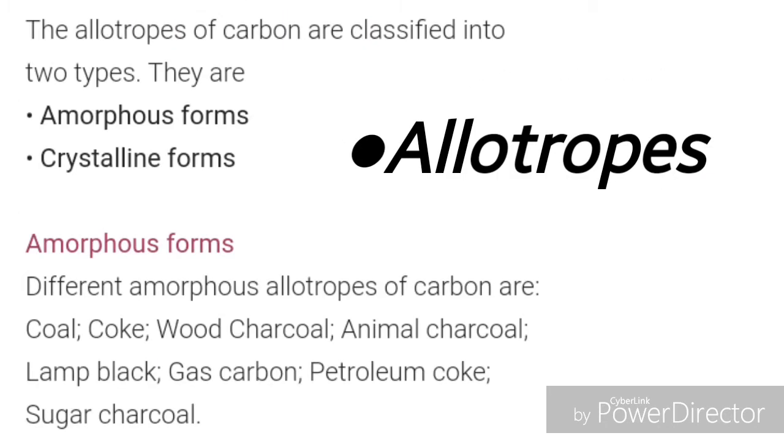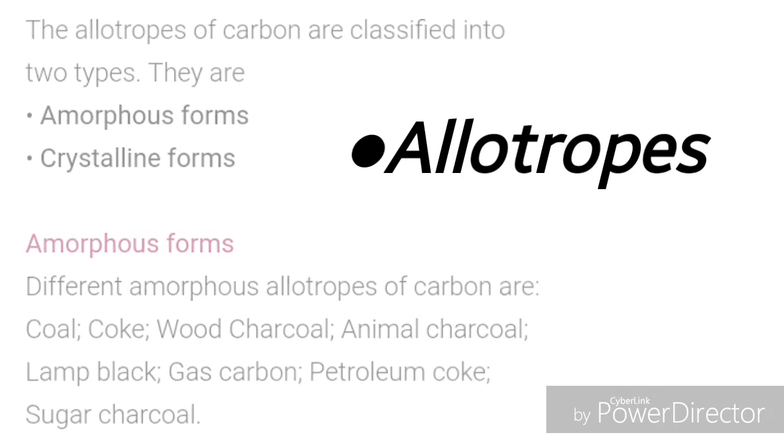The allotropes of carbon are classified into two types, amorphous forms and crystalline forms. The word amorphous is opposite to crystalline. Different amorphous allotropes of carbon are coal, coke, wood charcoal, animal charcoal, etc.